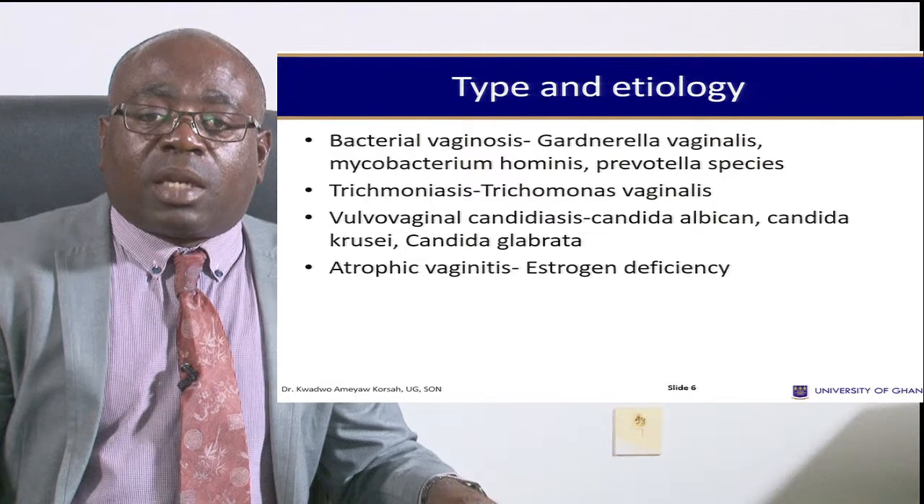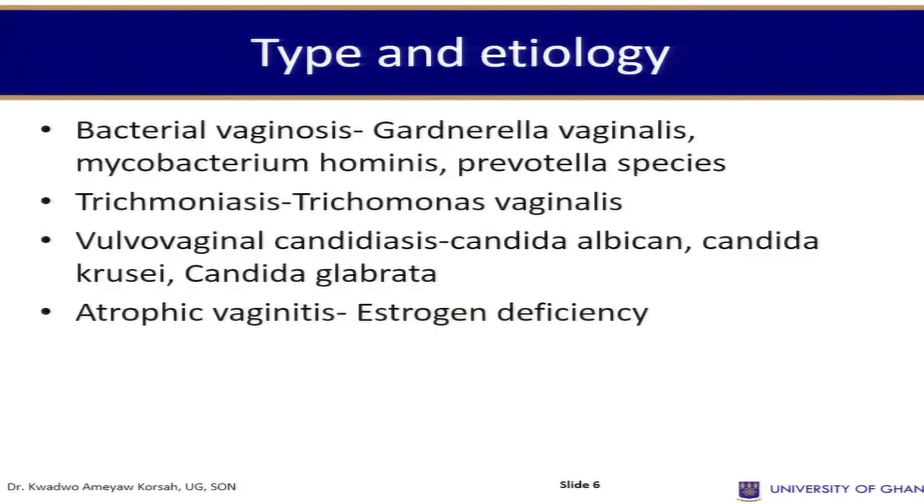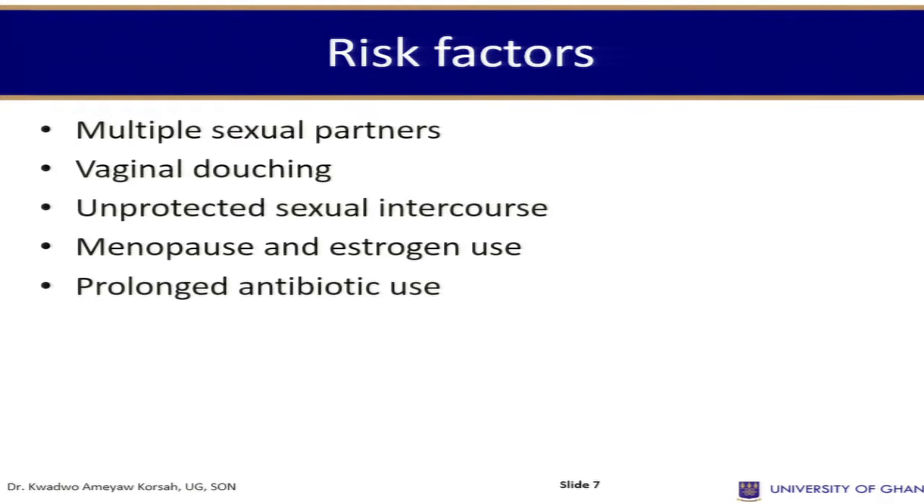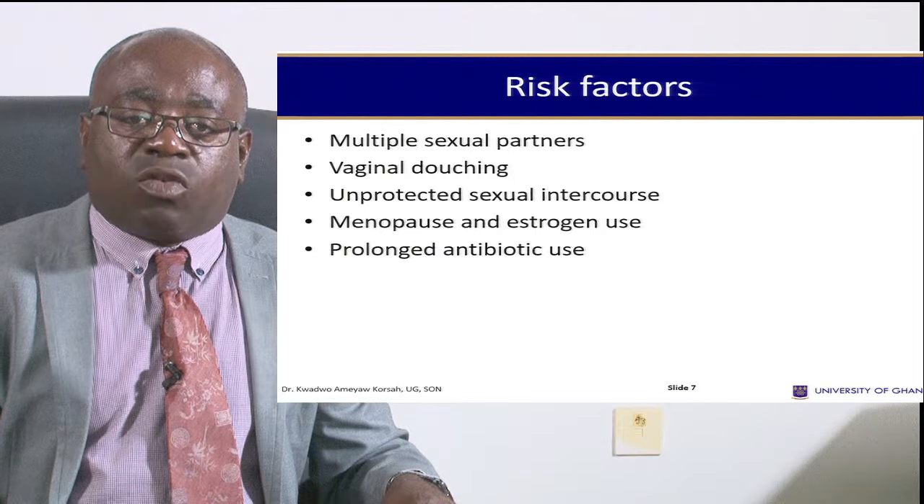And so the types and the etiology: bacterial vaginosis is one type, which has a lot of organisms involved. We have trichomonas, and then vulvovaginal candidiasis, and then atrophic vaginitis. Here we have estrogen deficiency, and for vulvovaginal candidiasis, we are looking at Candida albicans, Candida krusei, and then other types.